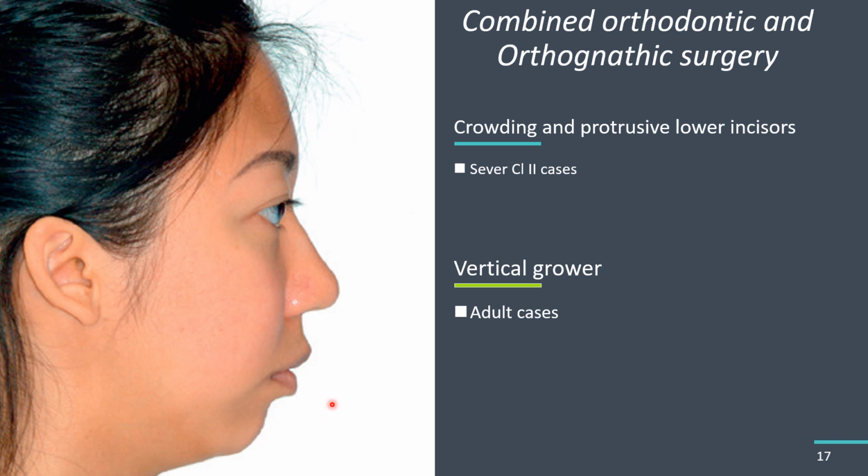The orthognathic surgery includes maxillary impaction to correct the maxillary excess, and segmental surgery for the mandible to put the mandible in a more forward position to correct severe skeletal cases of class 2 malocclusion. Thank you.